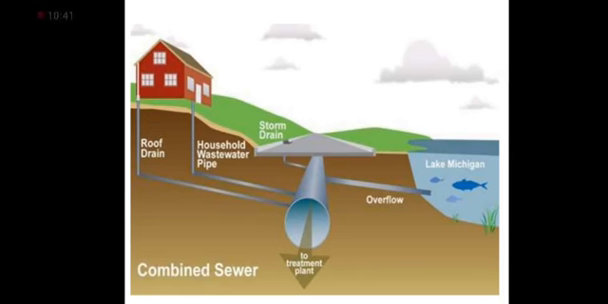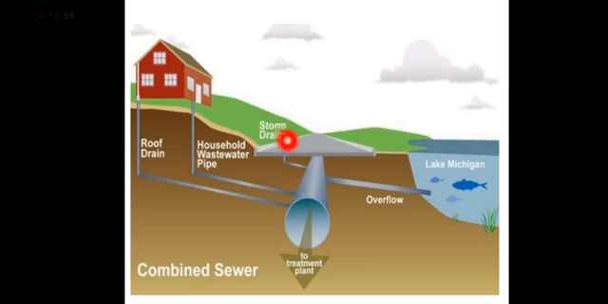You can see here in this picture, this is a house where you have roof drainage for the rainwater. This also goes in the same pipeline, and this is the disposal of sewage from the water closet. This also comes in the same pipeline.